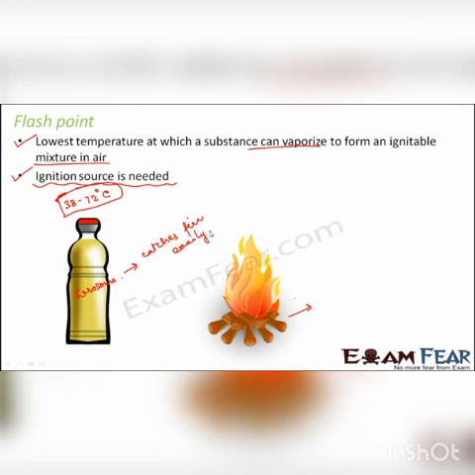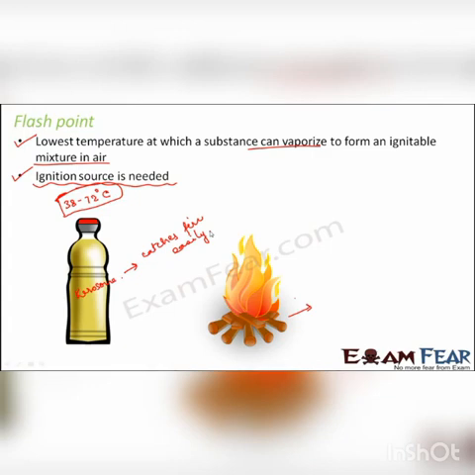Ignition source means maybe you bring a matchstick near it. So that matchstick acts as the ignition source. So the kerosene will get converted into vapors, and during this vaporization we see it as fire, because that is an ignitable mixture in the air. So this flash point actually indicates the combustibility of a substance. Whichever substance has a higher flash point, its combustibility is a little lesser.